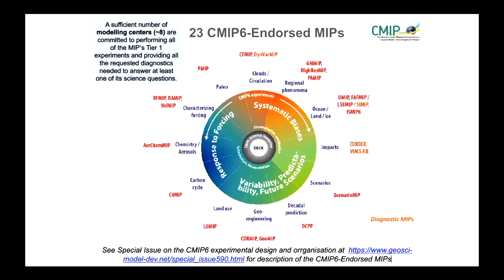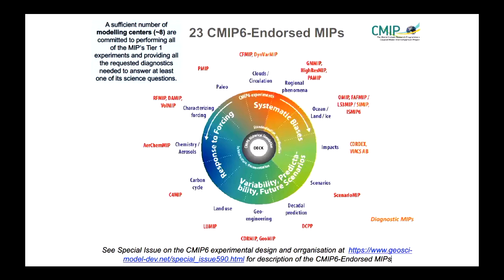So I think I've already shown this, but these are some of the MIPs that were proposed. And I think they were a bit blown away by how many modelling centres wanted to do these. So that's kind of why it became really a huge experiment. Anyone could propose a model intercomparison project. So, for example, there's one on scenarios. And for it to be endorsed by the CMIP panel, at least 8 modelling centres had to agree to run the experiments that were proposed.